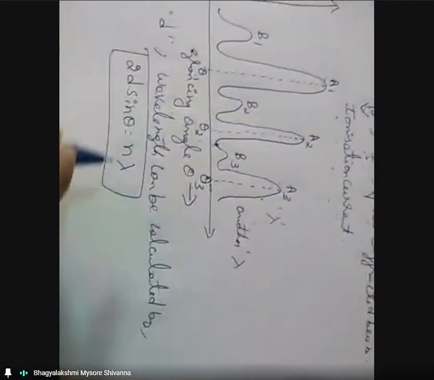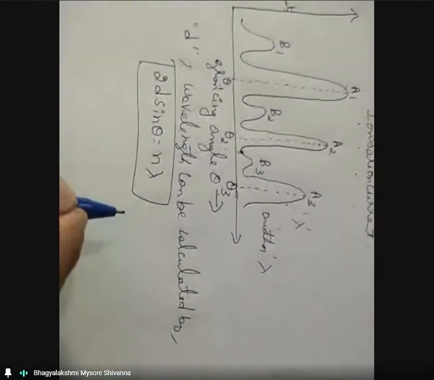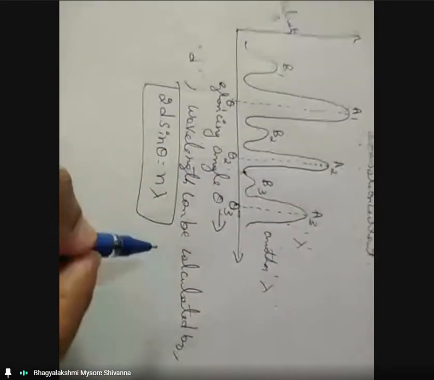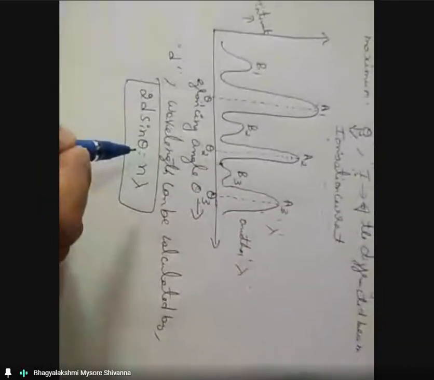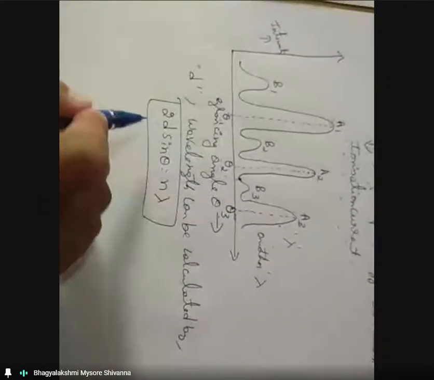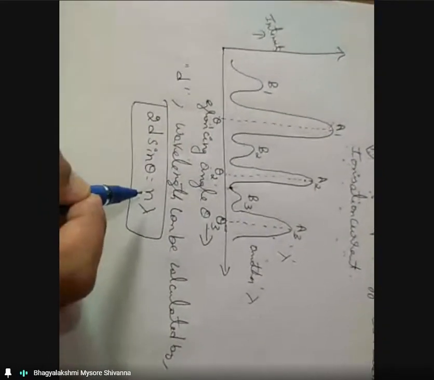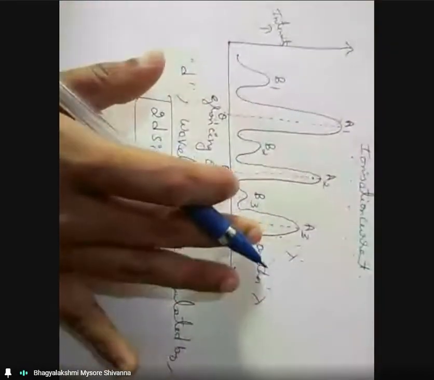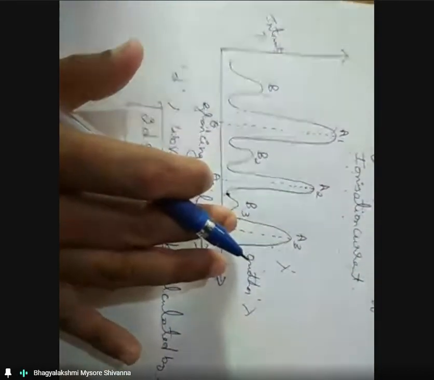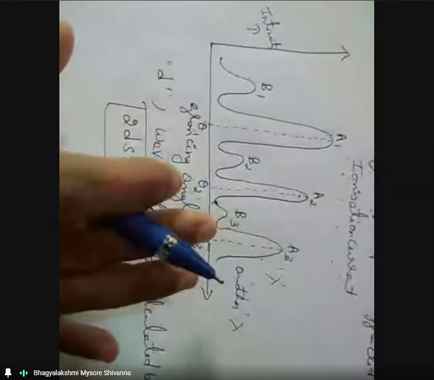If we know the value of d for the crystal we use, we can easily find out the wavelength of the X-rays. So we study the wavelength. This is the working of the X-ray spectrometer, or Bragg's spectrometer.